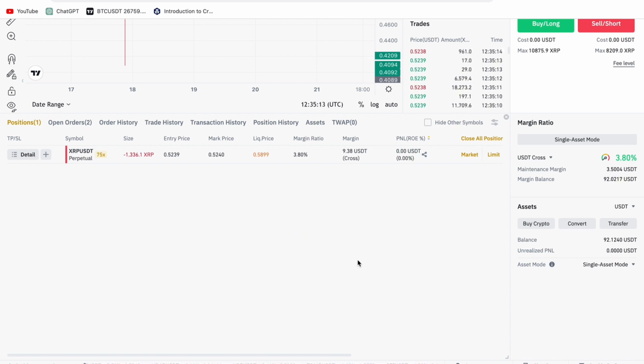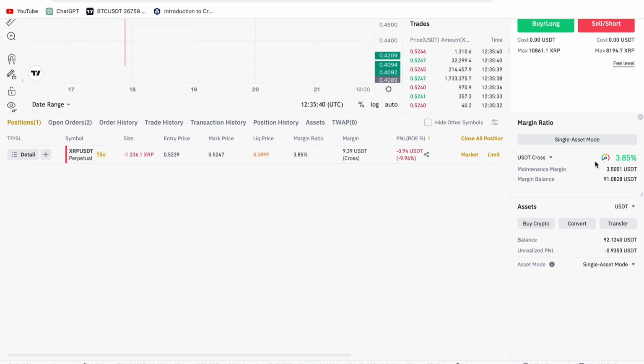So you can give this trade 24 hours, or sometimes you can give it 48 hours or even 4 days, depending on your holding capacity. This is where you know how much you are currently making on the trade. The unrealized PNL shows how much you are making on the trade. Then we have the risk, the single asset mode that we are using. Risk shows how much of your account you have allocated on this trade. So you can see I have 3.8%.